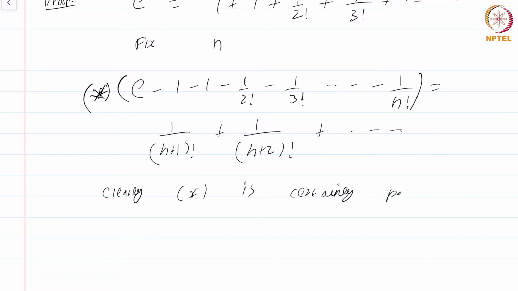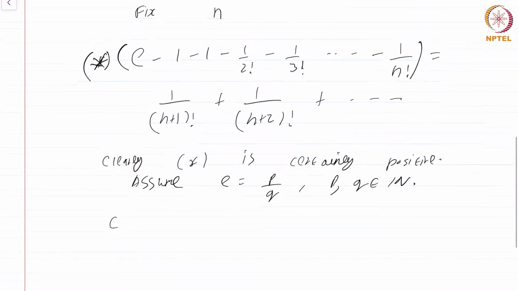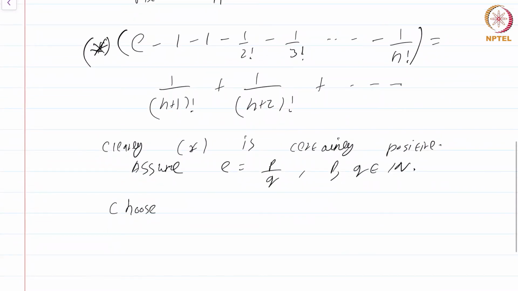Now assume e equals p by q, with p, q coming from the natural numbers. I'm going to get a contradiction. I'm going to assume that e is rational and somehow arrive at a contradiction. Now choose, we had fixed this n, right? Now choose n to be greater than q. The same manipulation obviously holds. I had fixed n, I'm just choosing that fixed n to be a quantity that is greater than q. Of course I can do that.